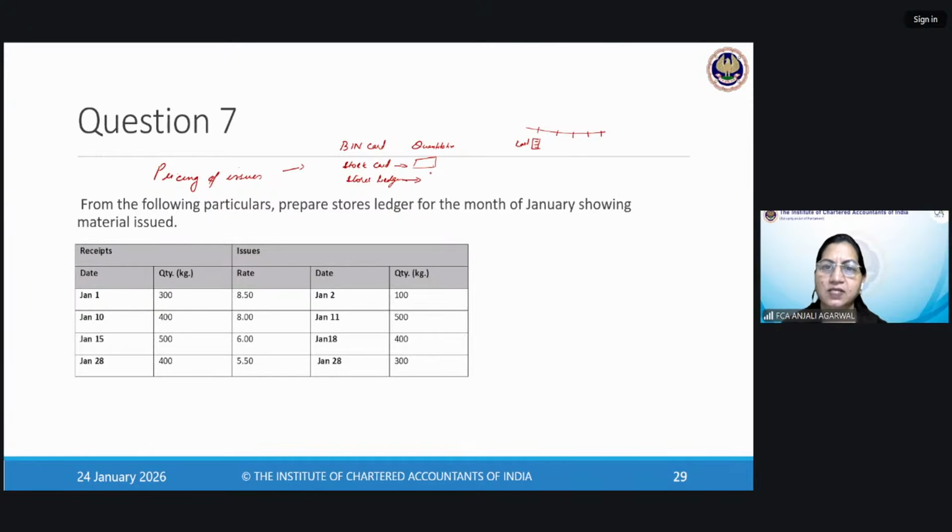The stores ledger not only gives you the details about the quantity of raw material, but it also gives you information about the costs. So money-wise also, we can see from the stores ledger what is the value of the stocks that we have. How are the raw materials issued from the stores department to the production department, and at what price? We have certain methods for that, one of which is FIFO. FIFO means first in, first out.